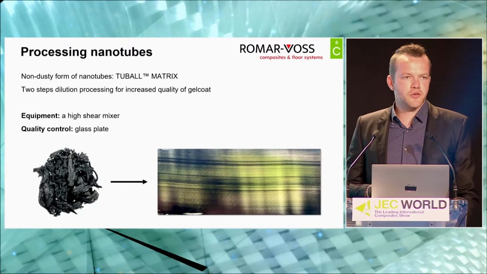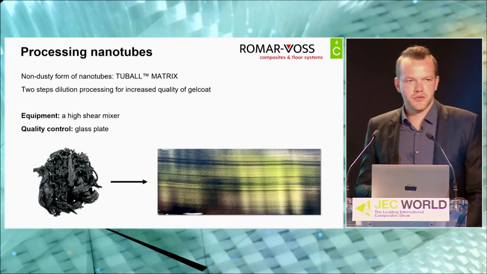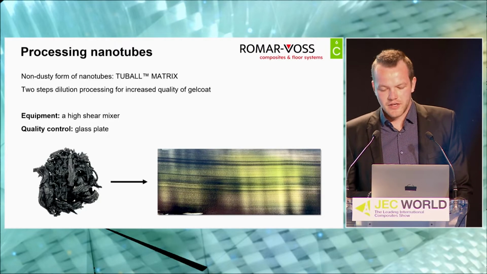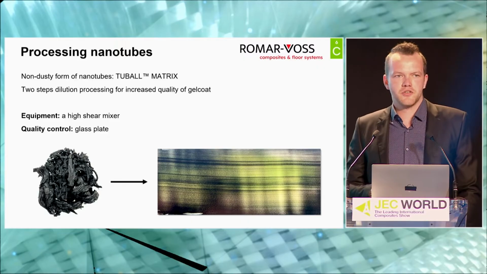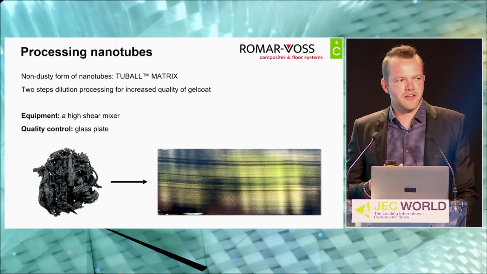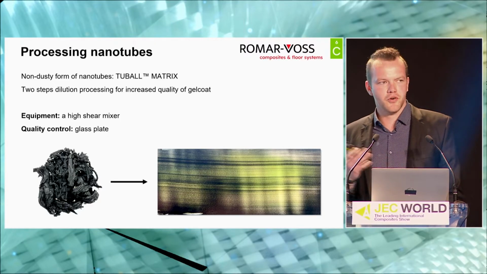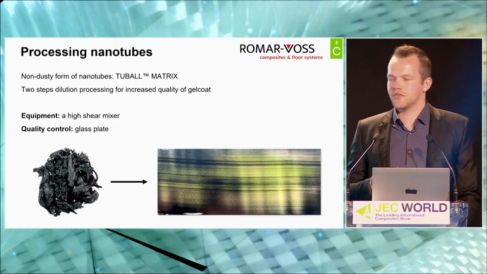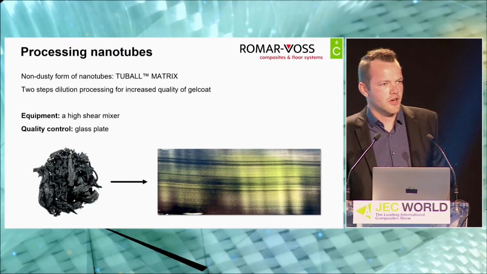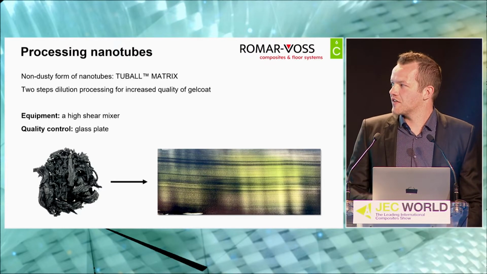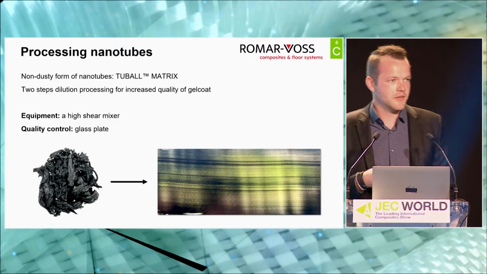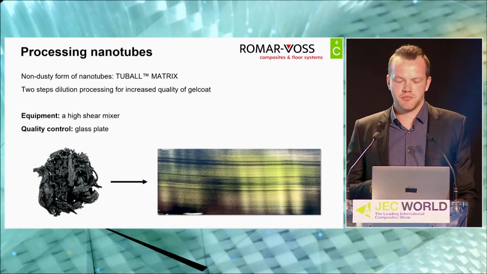When it comes to processing those nanotubes, we use a non-dusting form called the tubal matrix. We do that in a two-step process. In the first step, we make a pre-mix so that the nanotubes are perfectly distributed through the whole product. The distribution we will check on a glass plate, like you see on the picture below, and see if there are no lumps left. And if this is okay, we proceed to the second step, which is just putting those pre-mixed nanotubes into our final product.